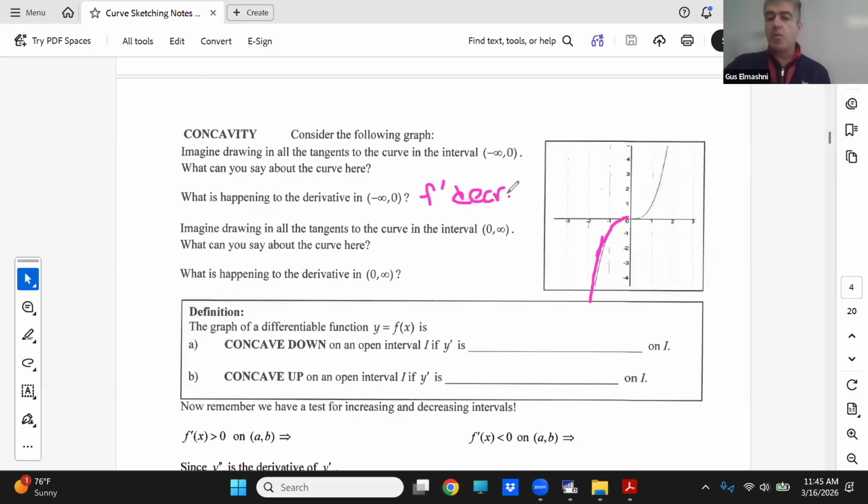It will be a second. Yeah, we'll talk about that in a moment. But f prime is decreasing. Kind of like acceleration, right? Like you're still going forward, but you're slowing down. So what we can say about the curve here, it's increasing, but slowly.